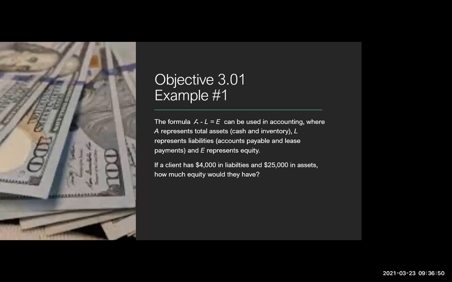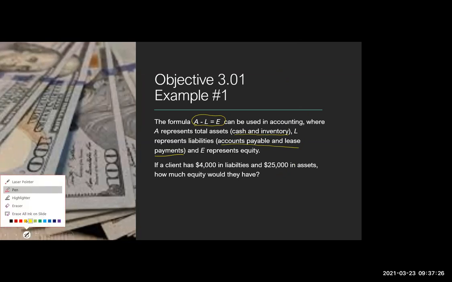So the formula assets minus liability equals equity. We dealt with this one last week. It can be used in accounting, where A represents total assets. Now, total assets, for those of you who are not accounting, refers to cash and inventory. L represents the liabilities. That's accounts payable and lease payments. And E represents equity. So the question is, if the client has $4,000 in liabilities, now, friends, I'm one of those people, I just put the letter right there. That's L. And it has $25,000 in assets. That's A. How much equity would it have?